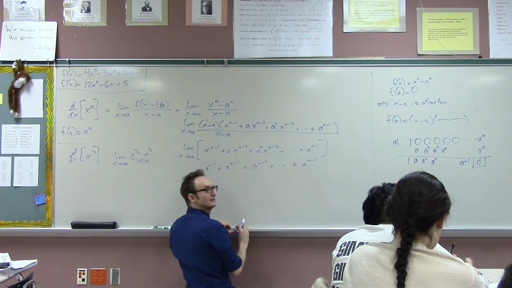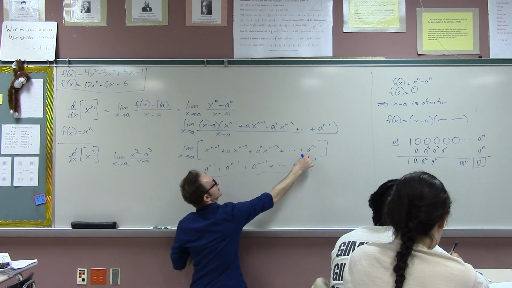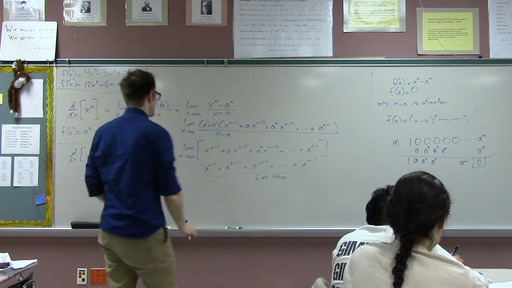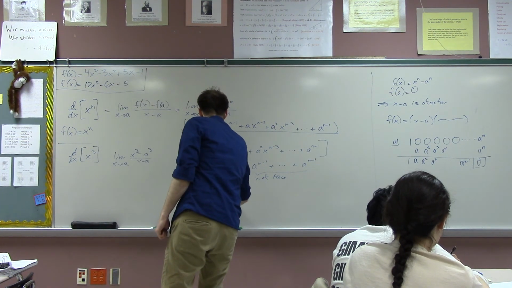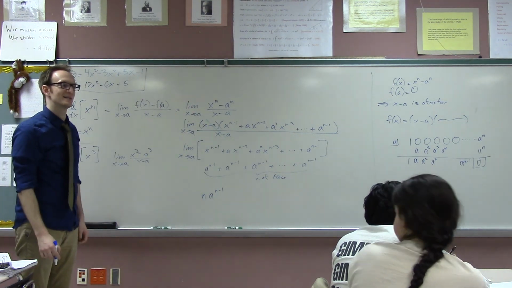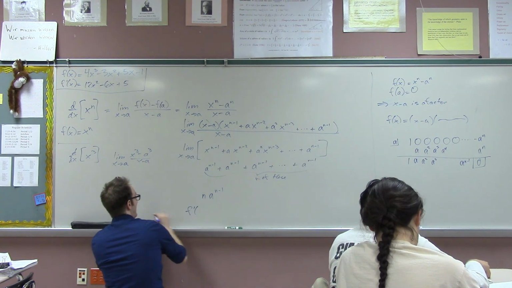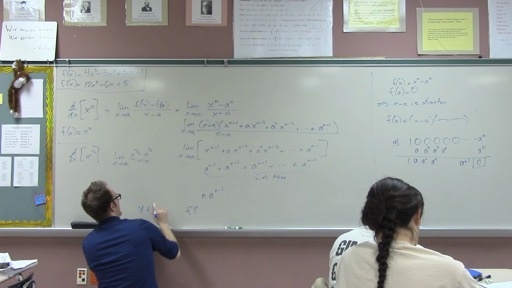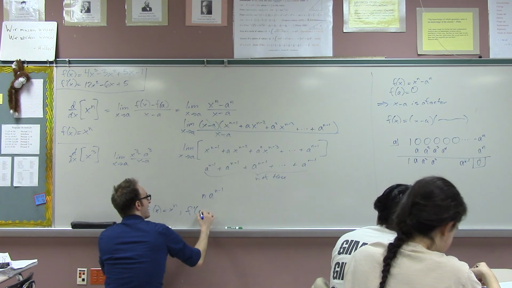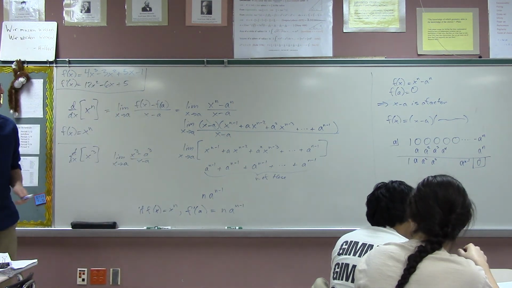How many of these do I have? N. Yeah, I have n of these because it's an n minus 1 degree polynomial plus the constant term, so I have n of these. And thus, this limit is n a to the n minus 1. Exact same formula, right? The formula says that if f of x equals x to the n, then f prime of a is n a to the n minus 1. This is an alternate derivation of the power rule.